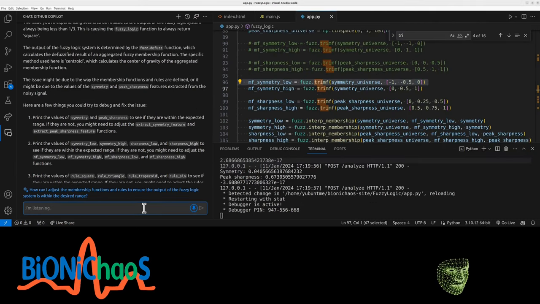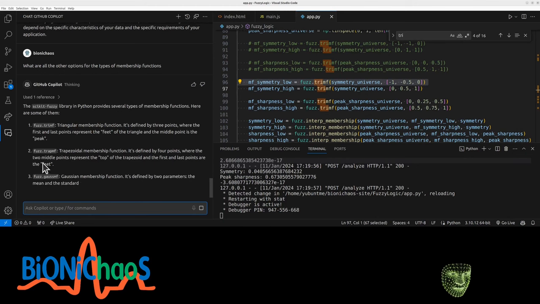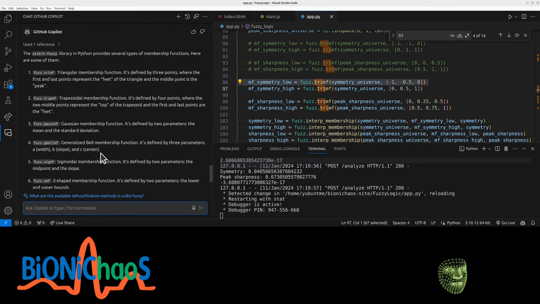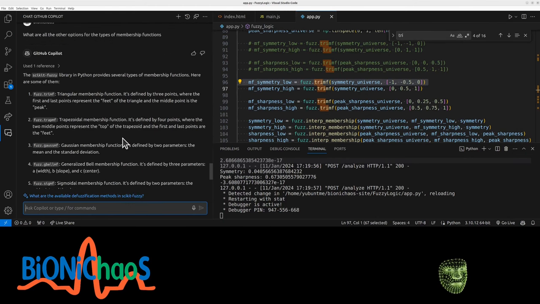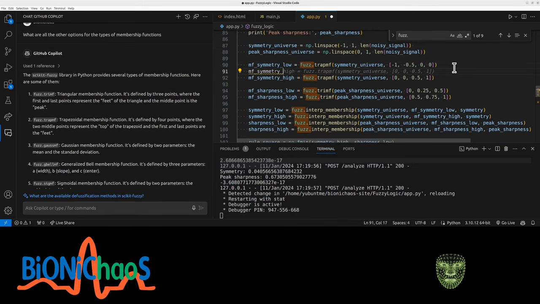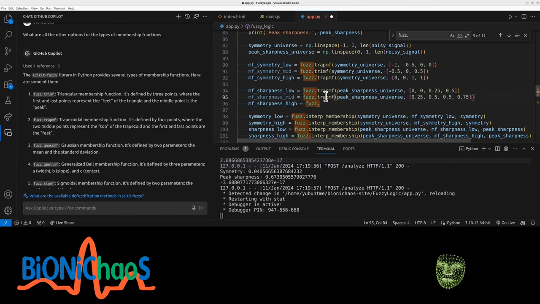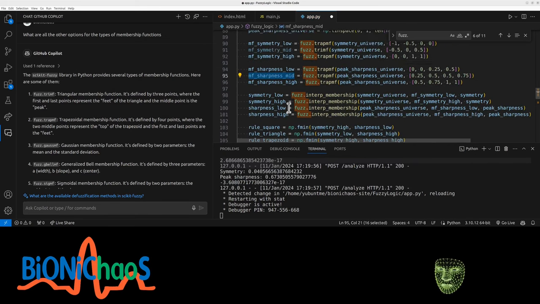What are all the other options for the types of membership functions? Triangle membership. Yeah, normally I was using trapezoid, Gaussian, sigmoid. Can we also add symmetry medium? Add the medium one. Add the trapezoidal 0.2. Yeah, you expect them to overlap. Right now, those mid ranges are not actually being used.